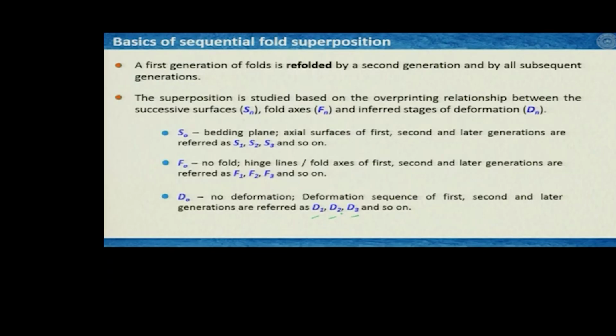So, in a way S1 should have F1 and that should be correlated with D1, S2 should modify S1 and produce F2, and that deformation should be correlated with D2, and so on. So, this is how we learn in the field, how we will identify these structures in the field and also interpret them successively.